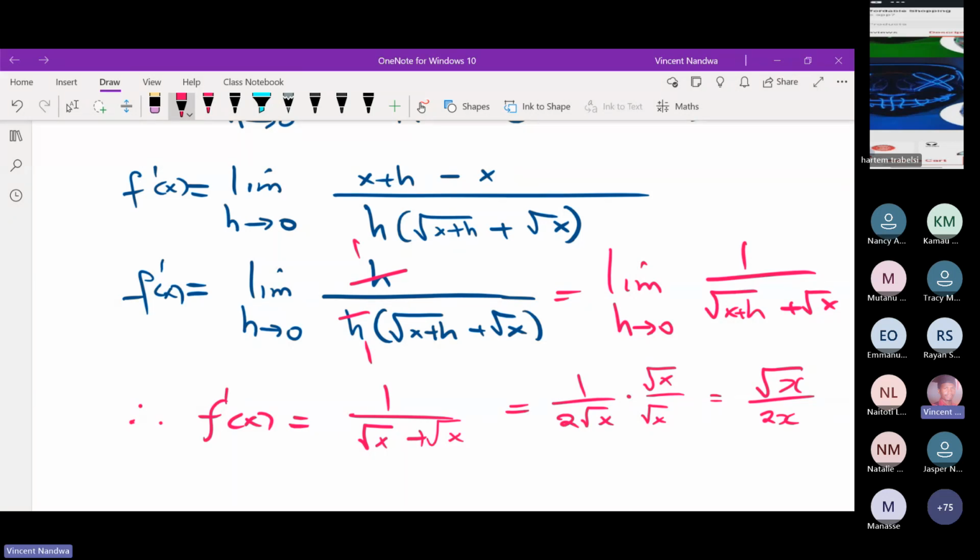Okay, we are not yet done. With this, we have only the first part, the derivative. We haven't completed the problem. The first part was to find f prime of x, but now we need to get the tangent of this function at x equals 4.